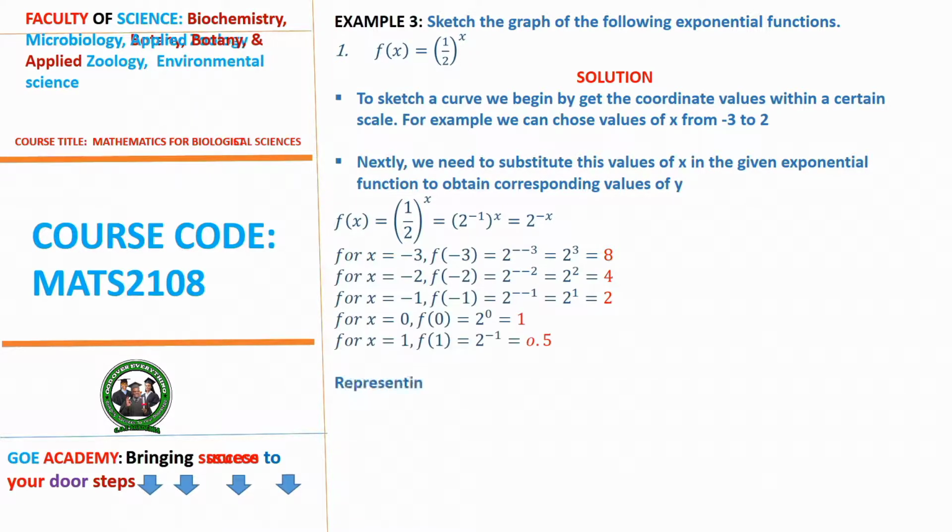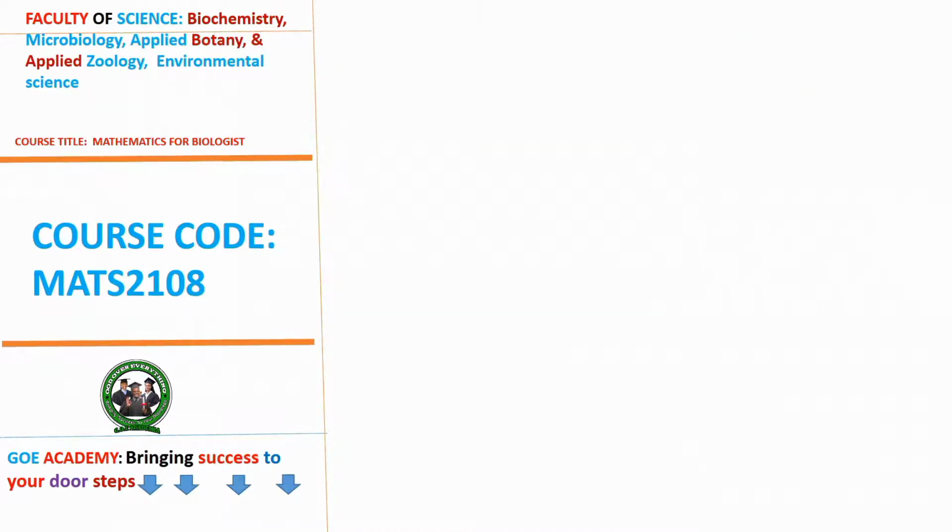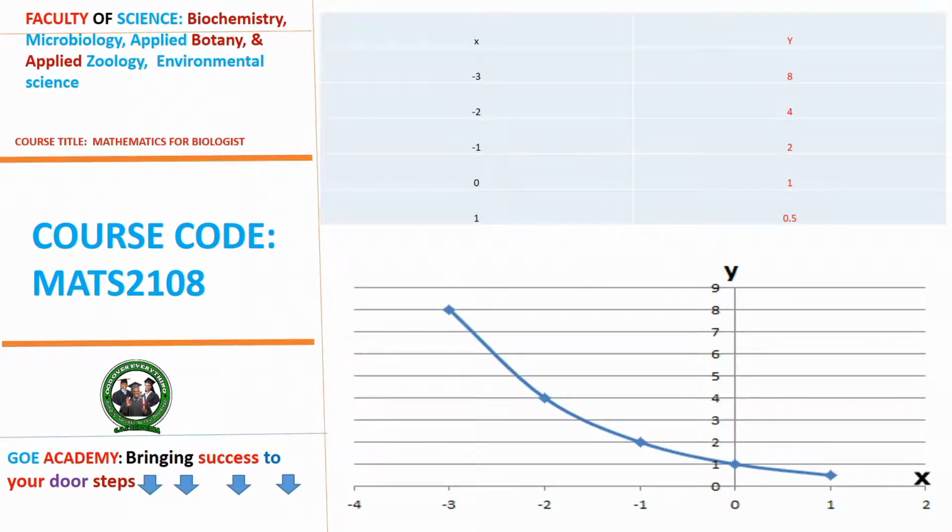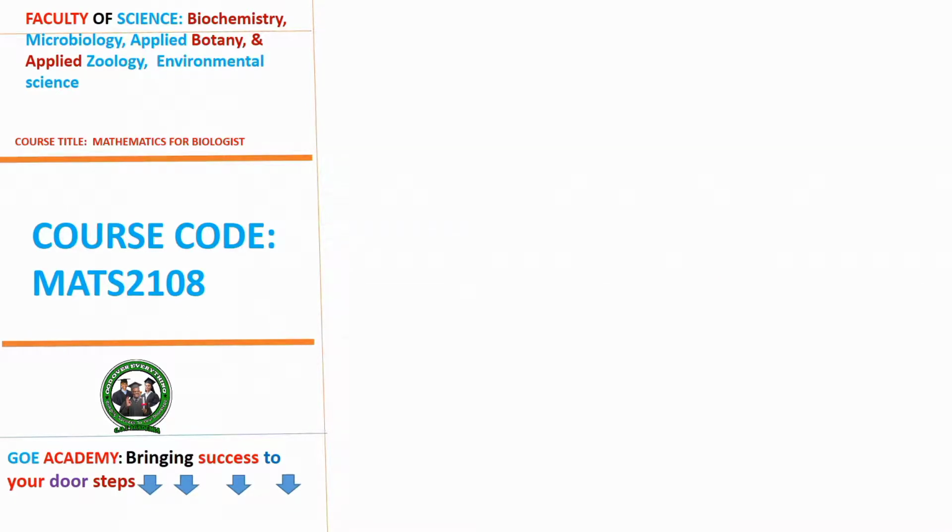So the same thing. You follow the same approach and you end up with the same curve. Okay, so we proceed. Let's look at case 4.